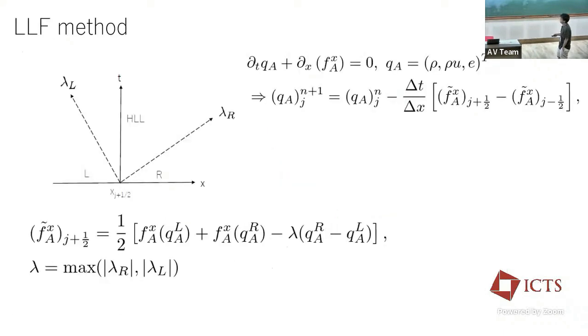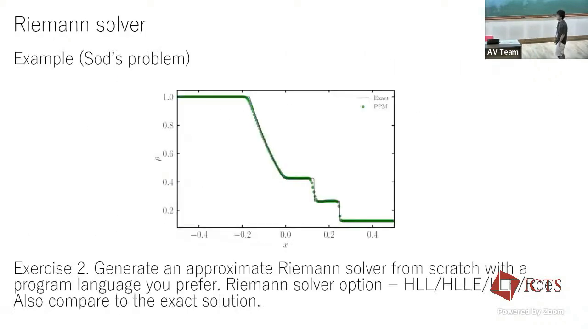And now it is lunchtime. The exercise today is to develop an approximate Riemann solver from scratch to solve the Sod problem. And here is the density profile of the Sod problem, with the exact solution in black curves. And the green one is a PPM method with, I don't remember which Riemann solver I used to make this plot. But anyway, you have a couple of options.